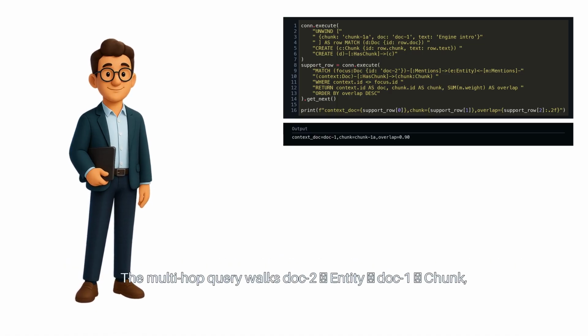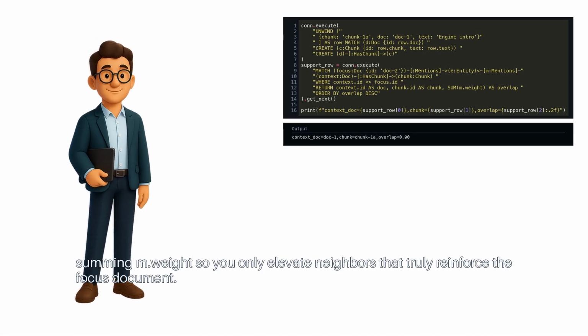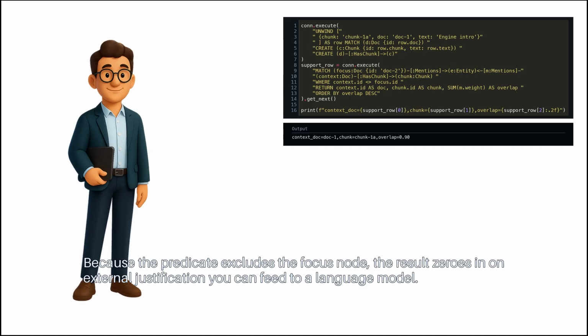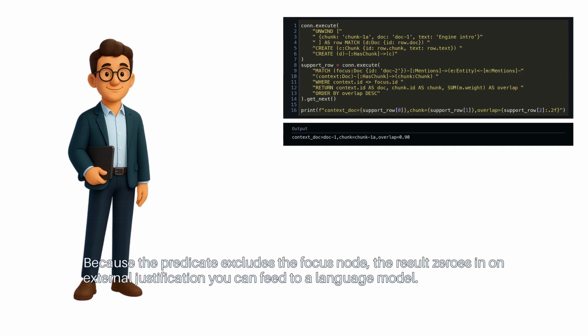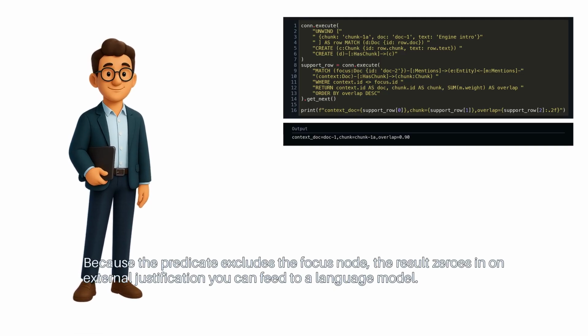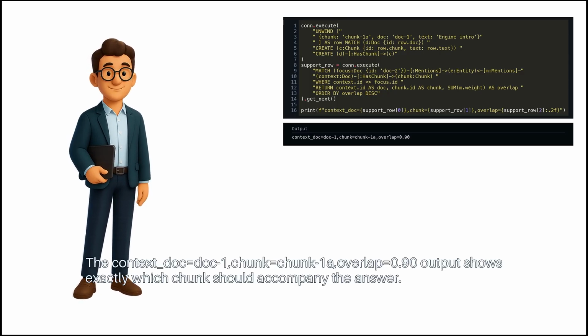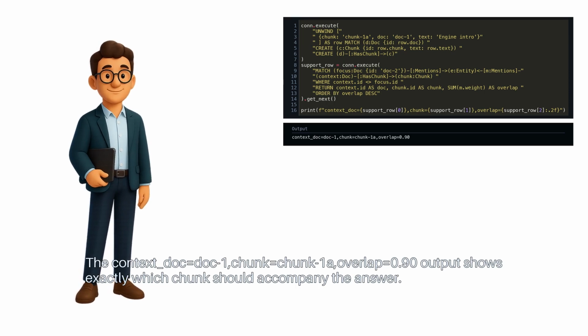with the mentions. The multi-hop query walks Doc2, entity, Doc1, chunk, summing m.weight, so you only elevate neighbors that truly reinforce the focus document. Because the predicate excludes the focus node, the result zeroes in on external justification you can feed to a language model. The context doc equals doc1, chunk 1a, overlap 0.90, output shows exactly which chunk should accompany the answer.